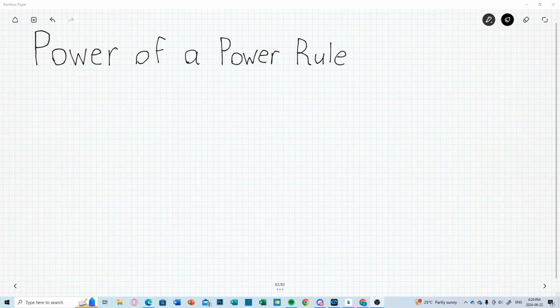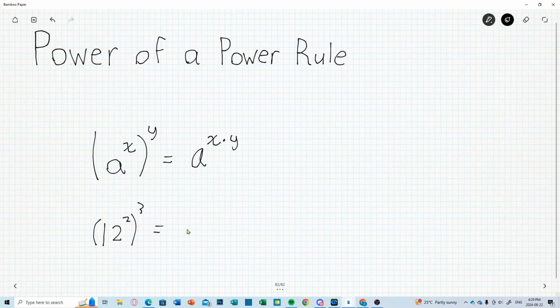Alright, now we got the power of a power rule, and what this means is if we have a random number, a, to the power of x in brackets, and all of that is to the power of y, this can be rewritten as a to the power of x multiplied by y. So if we have 12 squared and all of that's to the power of 3, we're going to get 12 to the power of 2 multiplied by 3, which gives us 12 to the power of 6.